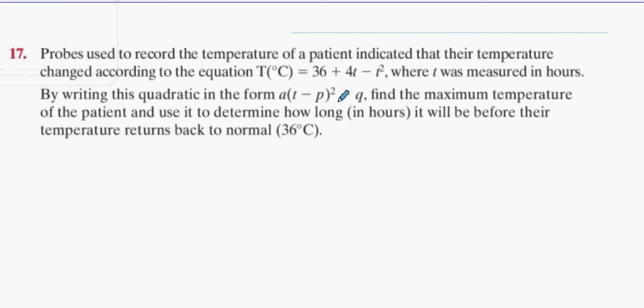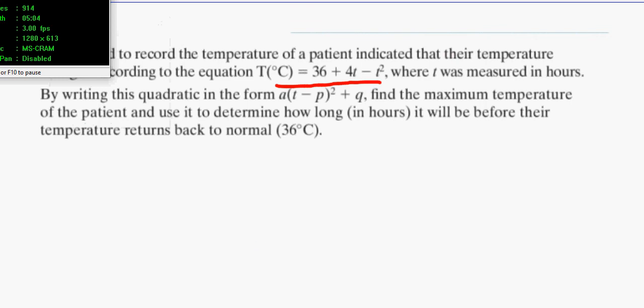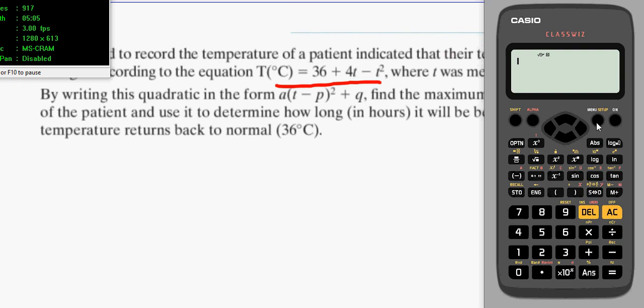Probes used to record temperature of a patient indicate there is a temperature change occurring to this. Okay, now generally throw it into the calculator, just have a quick look at what's going on. So we go mode, table function, you do 36 plus 4x minus x squared, you just get a gist of what's going on in the question. It's a time question, so it starts at 0, doesn't it? I can go all the way up to 20. I can go a step of 1. I'm just having a look at the temperature here.